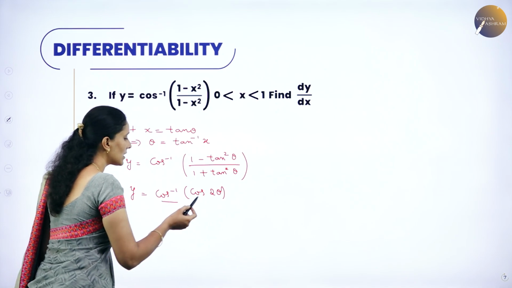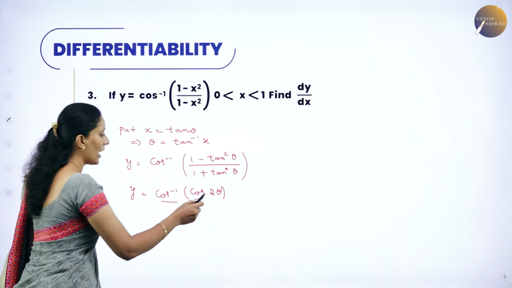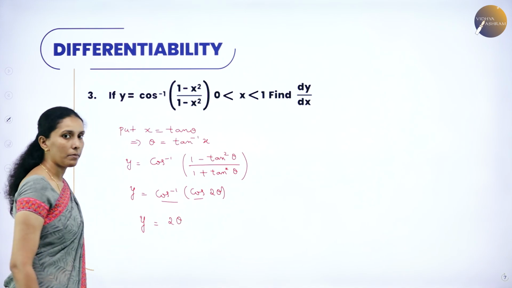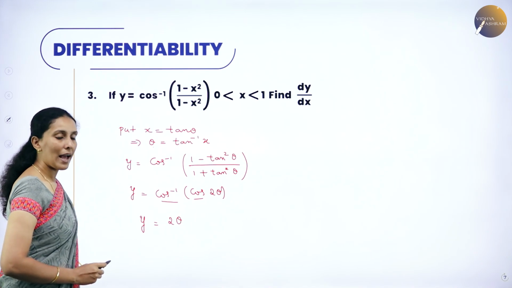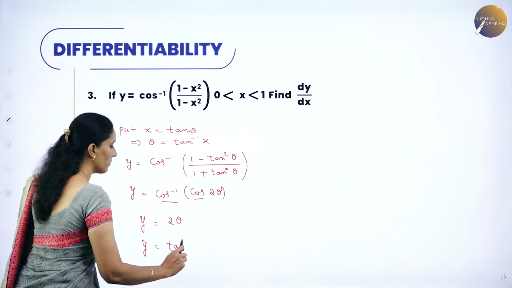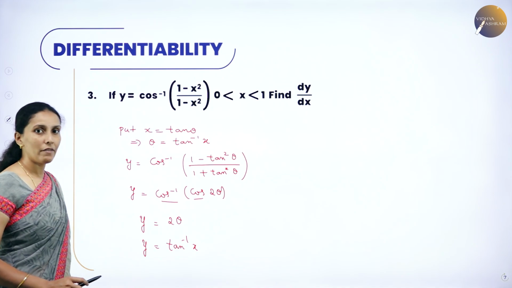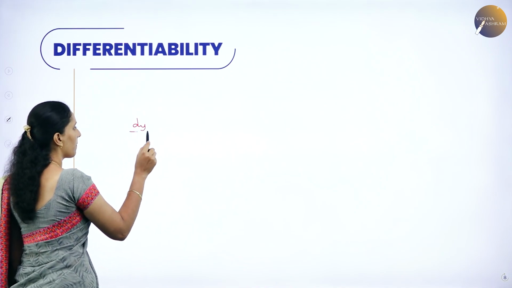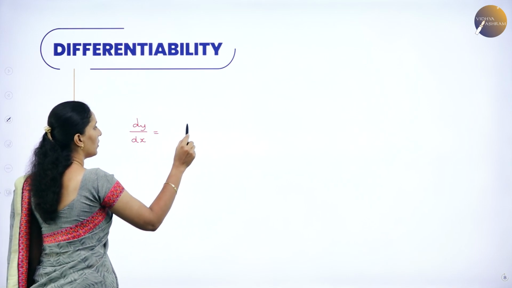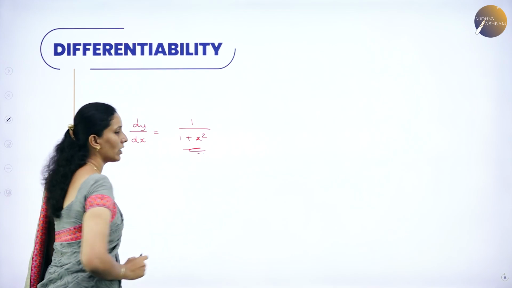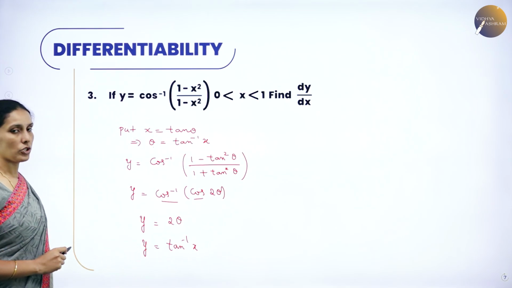Whenever the inverse and its function exists, we can directly write y is equal to 2 into theta. So what is theta? Tan inverse x. So y is equal to 2 tan inverse x. Now we know the derivative of tan inverse x, so dy by dx is equal to 2 over 1 plus x square. So this is the derivative of the given equation here.